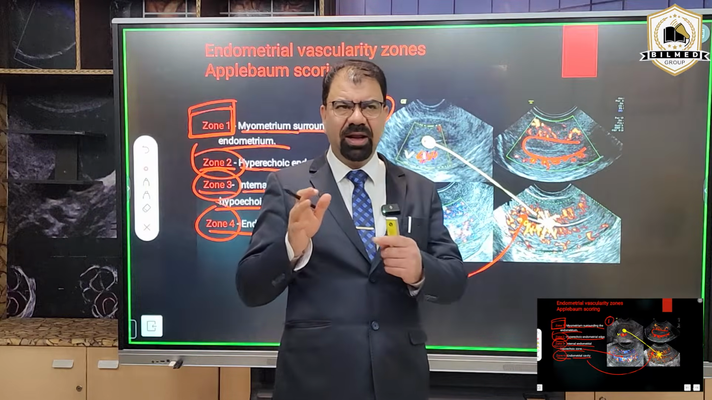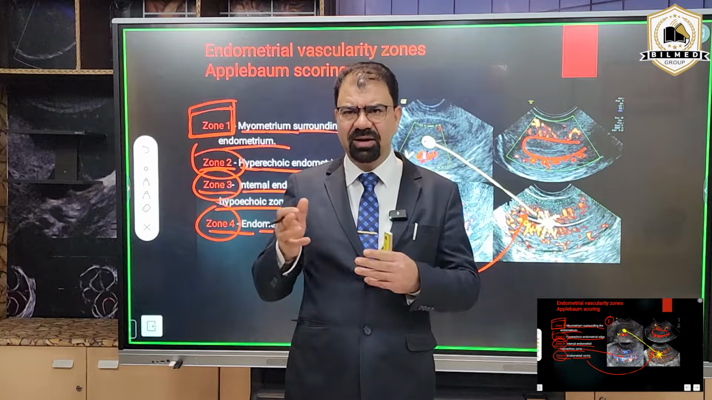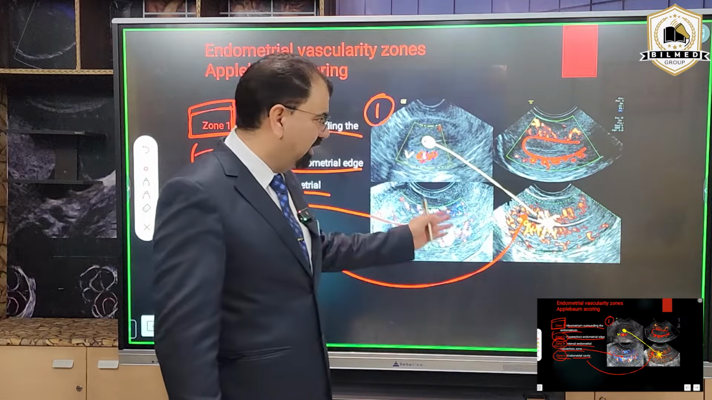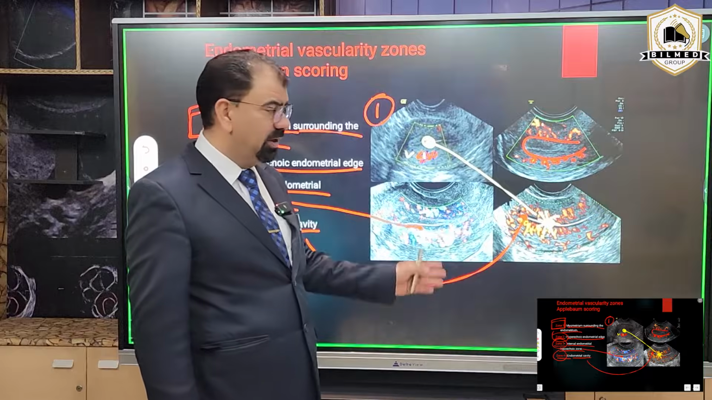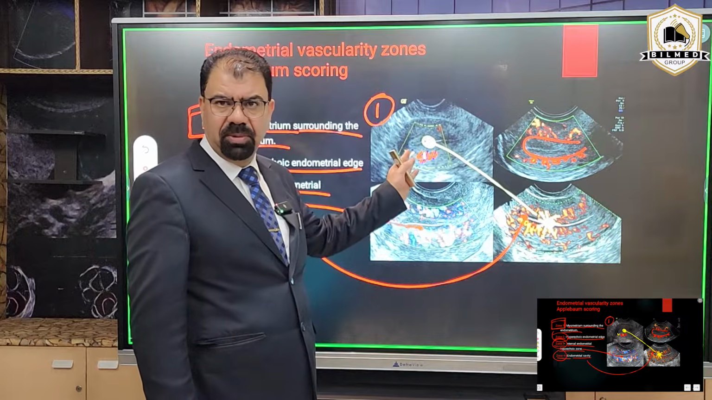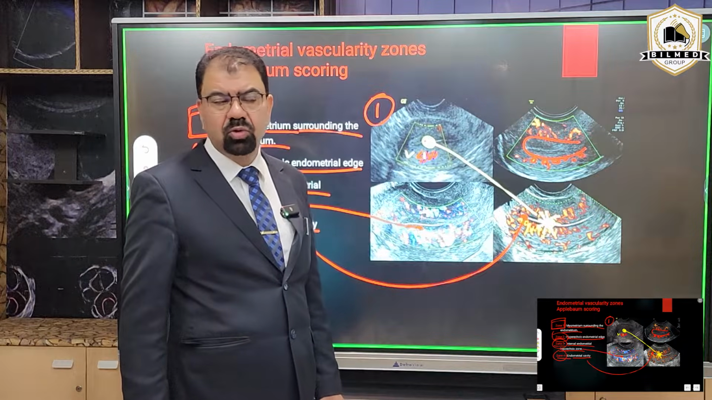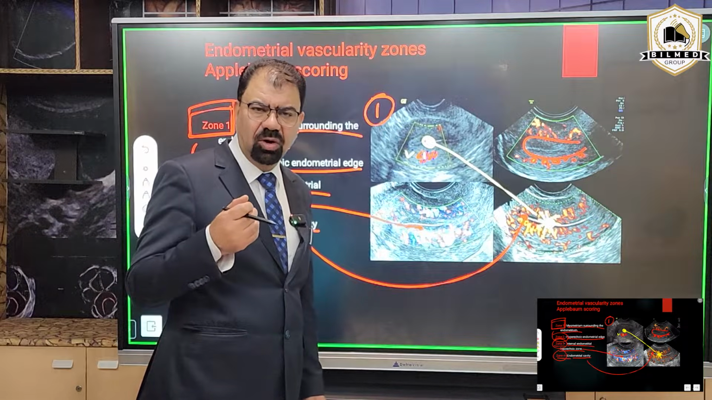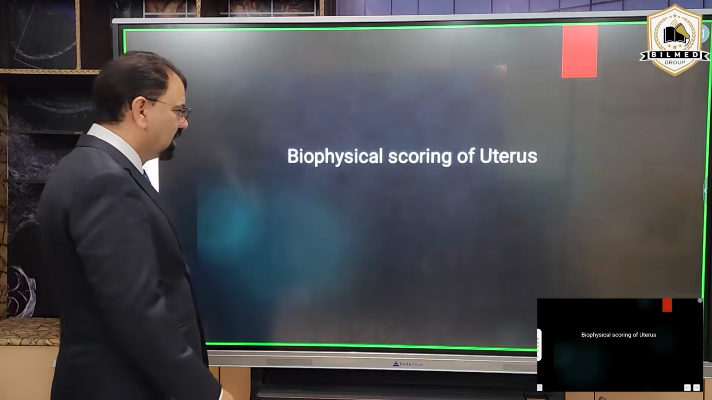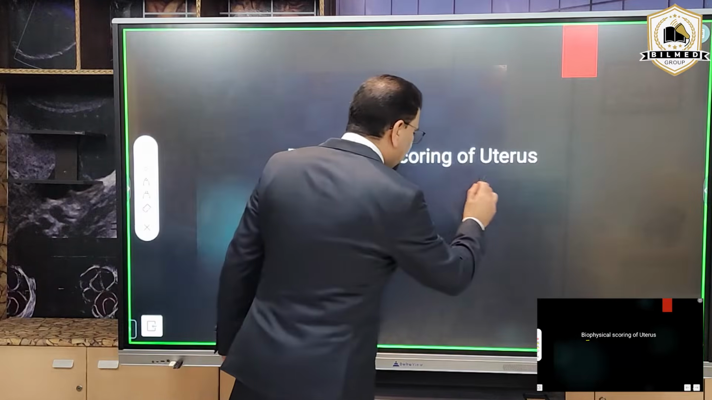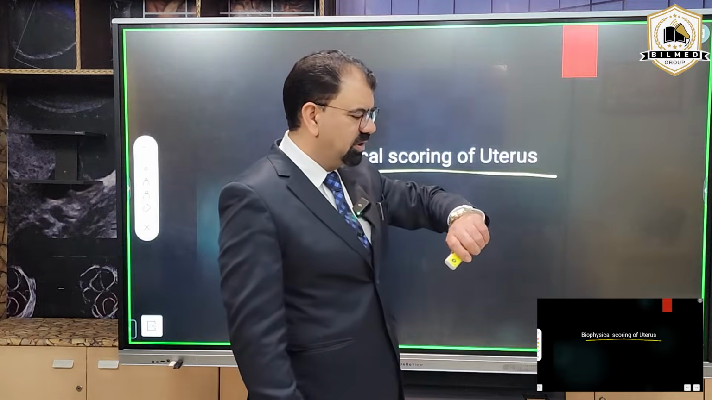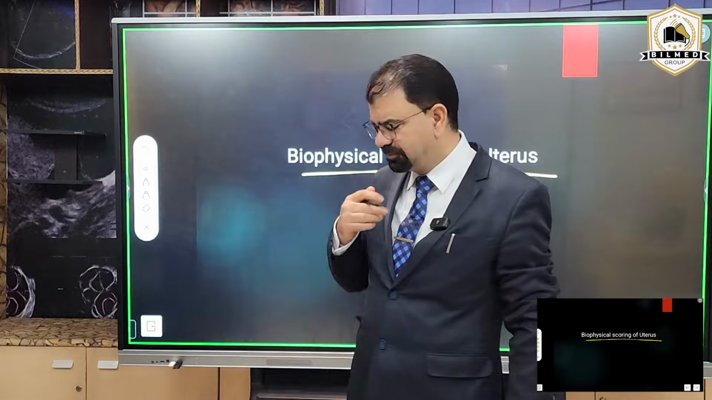So if your follicle is growing, then rupturing, maybe the vascular zones are very low. What I mean by low is maybe your patient is having a zone 1. So this is the importance of knowing these zones. Now I am having something which is called a biophysical score of the uterus. So this will be the last session now.